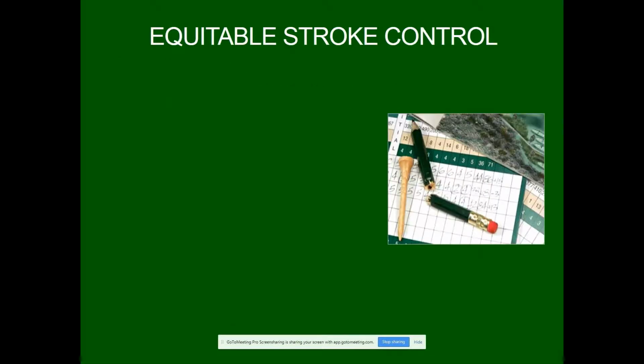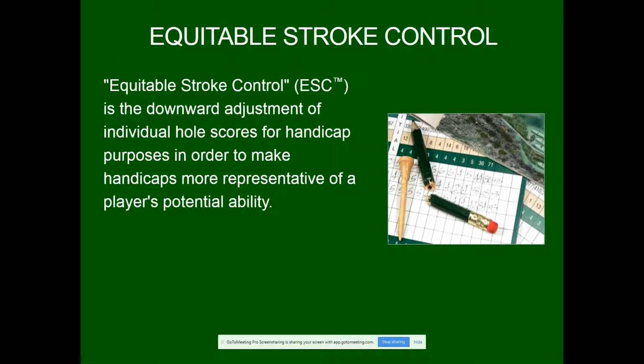Section 4-3, equitable stroke control. Many of us have heard about this, and what it is trying to do is remove outliers from the handicap system. We all have bad days, we all have bad holes. The system is trying to eliminate those monster holes, because we're looking for potential and averages. We don't want those really big numbers skewing your data of what your true potential is. That's why ESC was implemented.